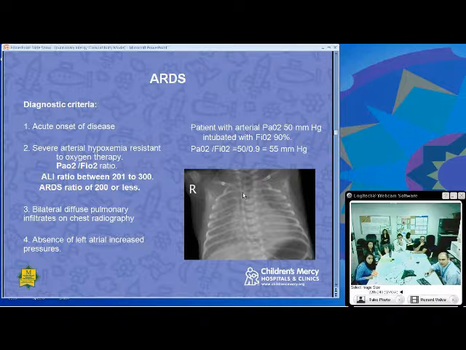On the chest X-ray, this is a typical X-ray where you're going to have diffuse pulmonary infiltrates, and you can actually see some bronchogram here. And it's very important that you need to rule out that there is heart problems. So all of this is not due to the heart as heart failure. This is due to the lungs or some type of a systemic inflammatory reaction.